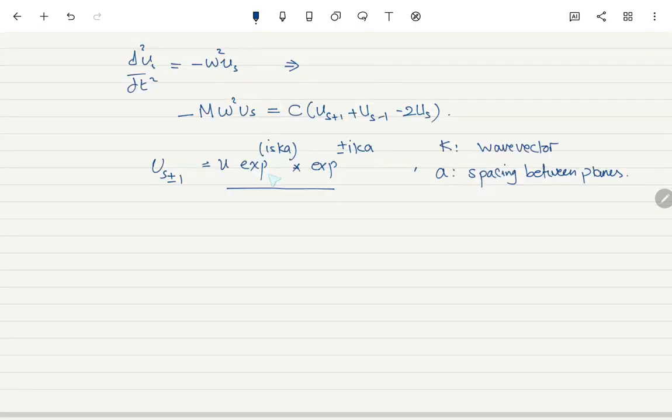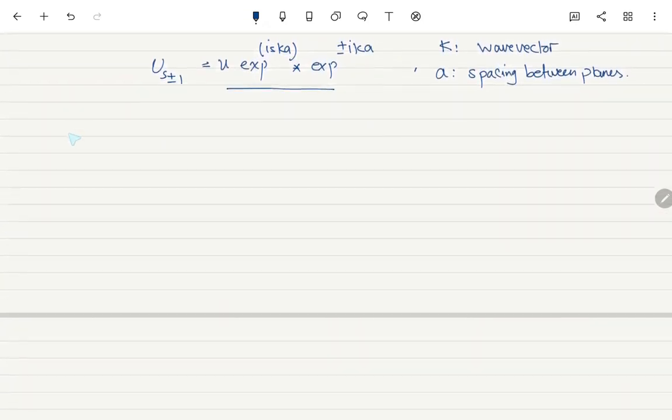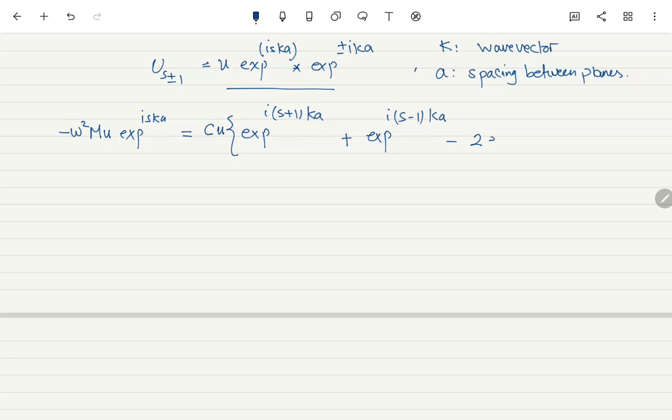If we substitute this solution into the equation of motion, we will get minus omega squared M u exponential i s k a equal to C u times exponential of i (s+1) k a plus exponential of i (s-1) k a minus 2 exponential of i s k a.